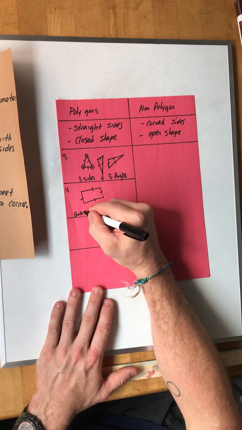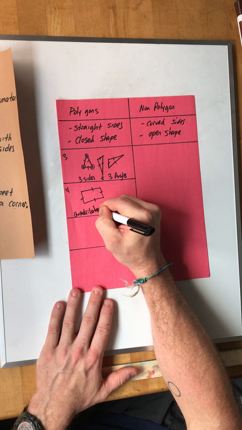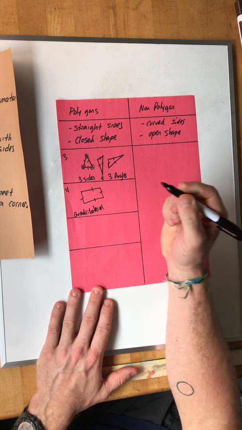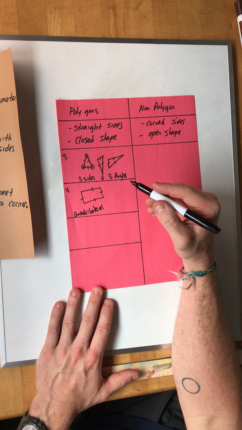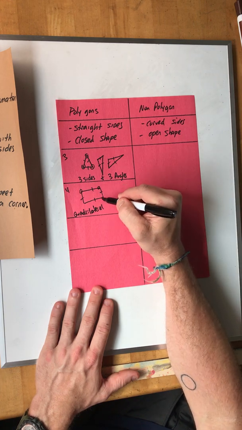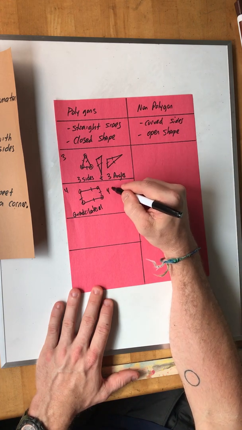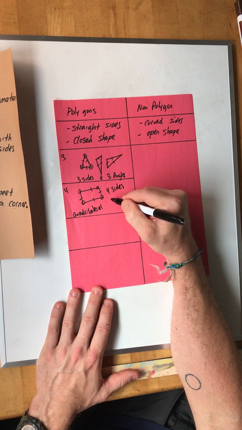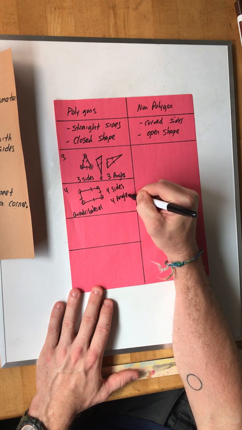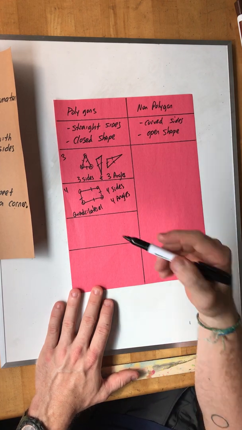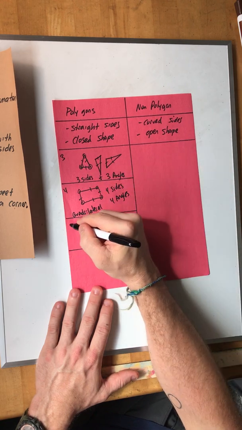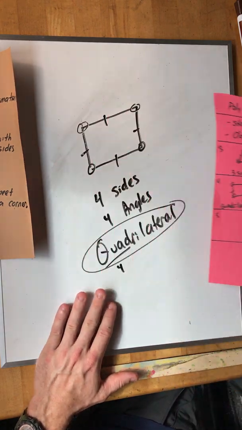Quadrilateral. You can say it with me. Quadrilateral. Quadrilateral. And then 4 angles. So 4 sides and 4 angles. Let's follow our pattern. 3, 4. The next one is 5.